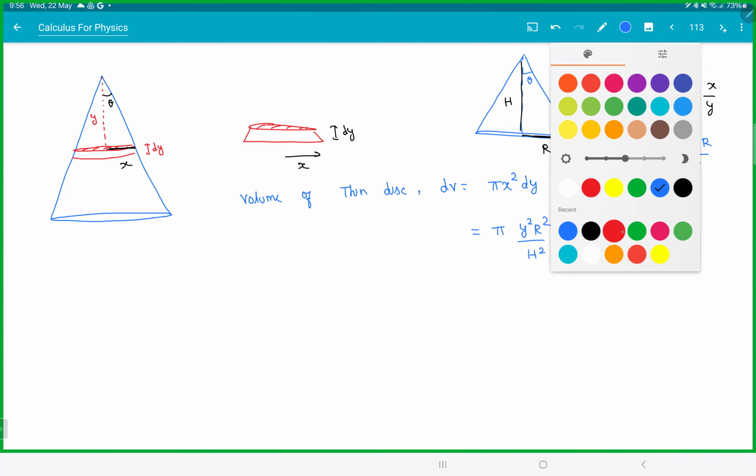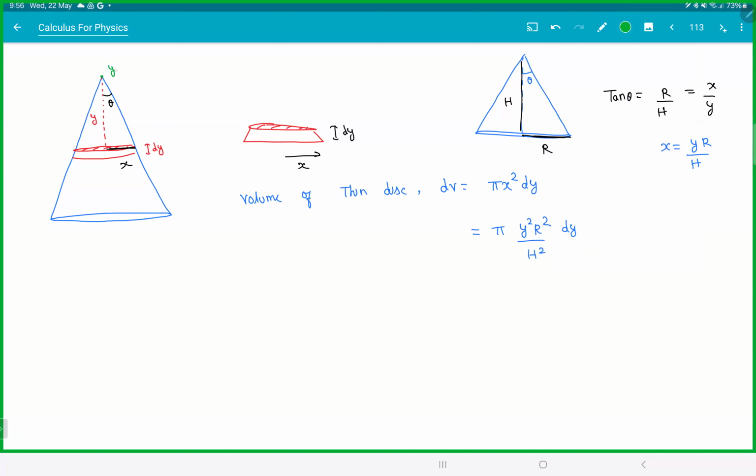Can someone tell me what is the value of y? y starts from 0 and goes till h, isn't it? So your disk will start at the top and will go till the bottom. So you're done. So volume of the cone is integral dV, pi r square by h square, integral y square dy. Limits will go from 0 to h.